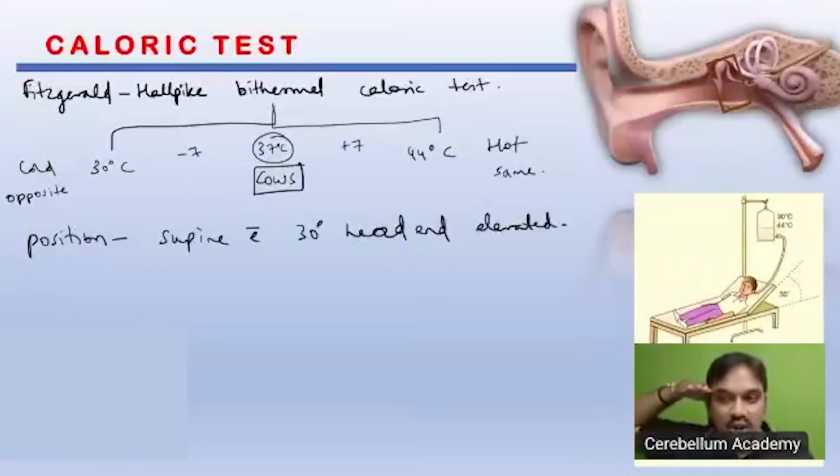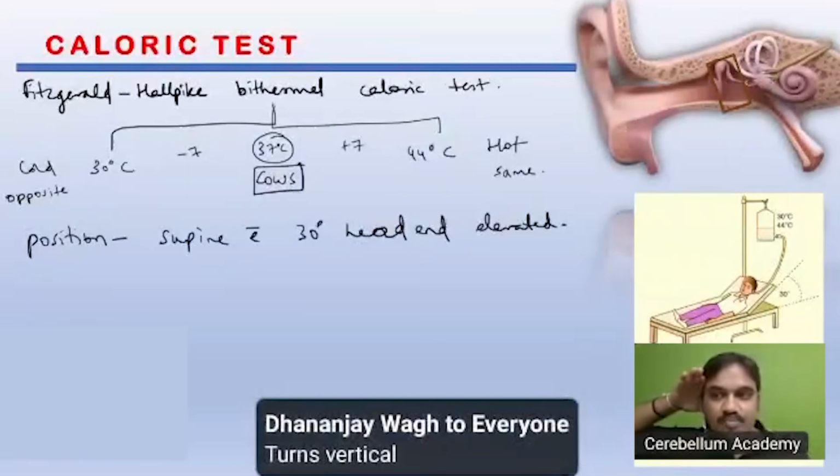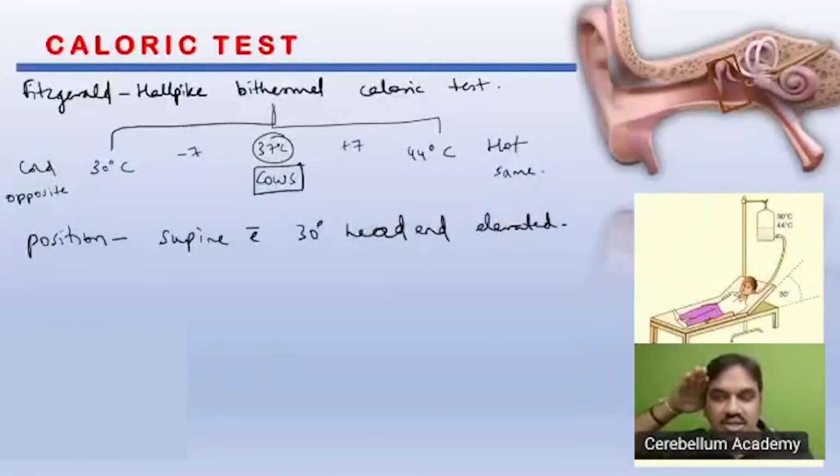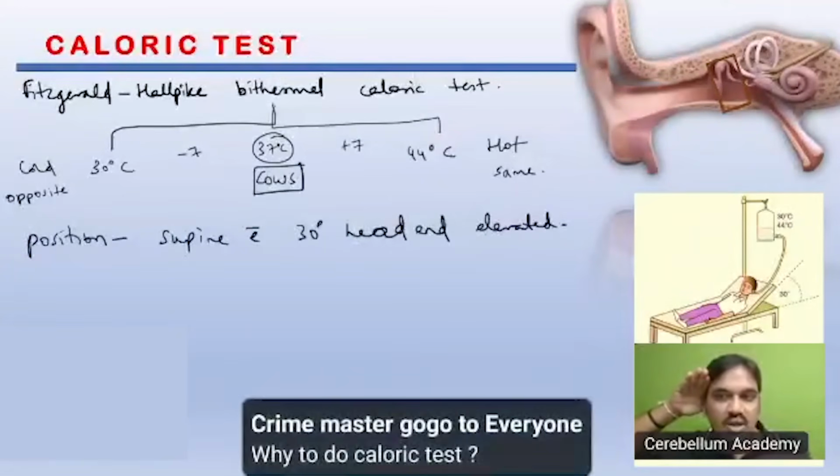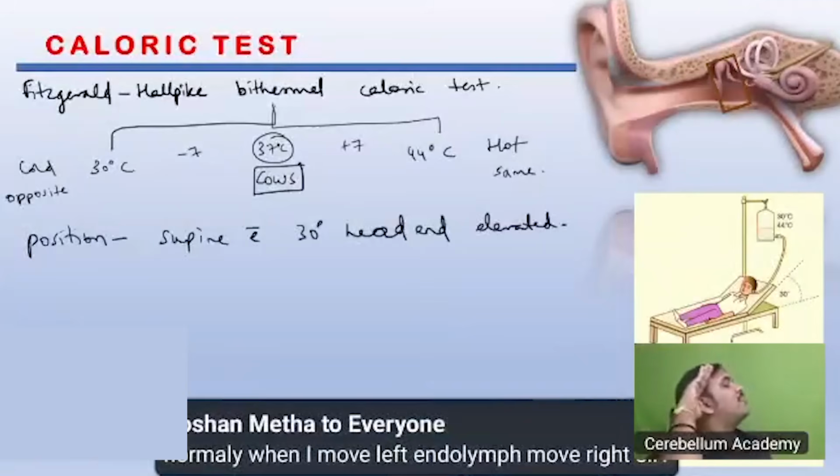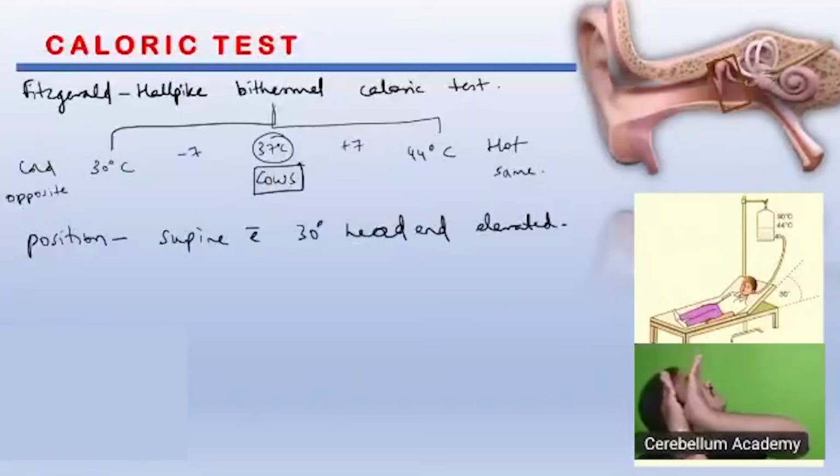is not exactly in the horizontal plane. Slightly, 30 degrees, they are present like this. In this plane it is present. 30 degrees like this, right? Not exactly like this. Now, when I make the patient lie supine, relative to the vertical, the lateral canal is 30 degrees posterior. Now, when I make the head end elevated 30 degrees, the lateral canal will become vertical.